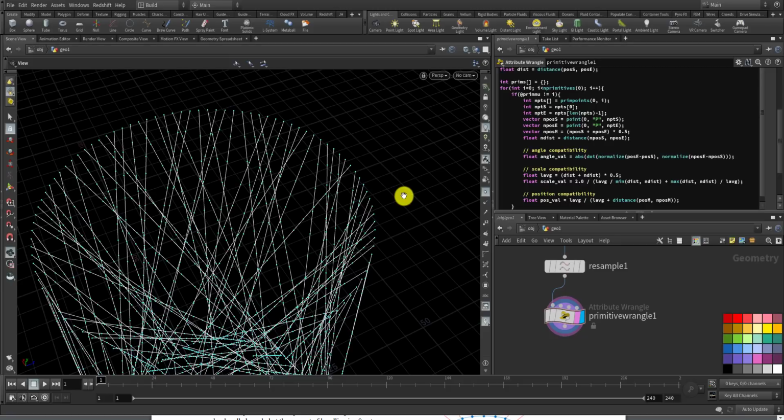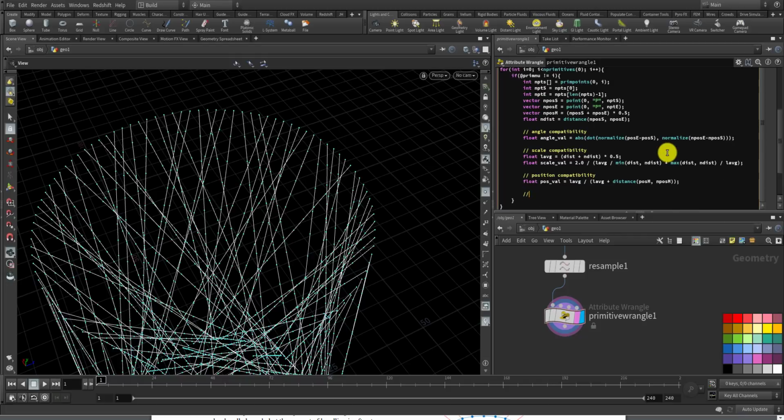Now, if the distance between two lines is too far, which makes this value really big, it will make the total value close to zero. But if the distance between two lines is close to zero, then the total value of this calculation will be close to one. So one means close lines, zero means too far lines. So the higher the value, the more compatible they should be.